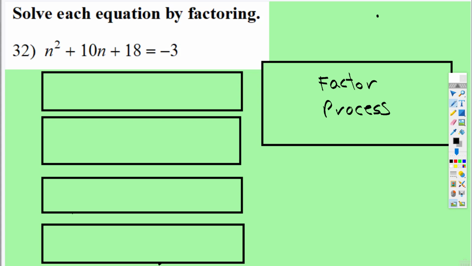Okay, this video is going to be about solving quadratic equations using the factoring method. Well, if we're solving using factoring, the first thing you're going to have to do is get one side equal to 0. And since most of the function is already on the left side, you'll just have to zero out the right side. So we're going to add 3 to both sides.